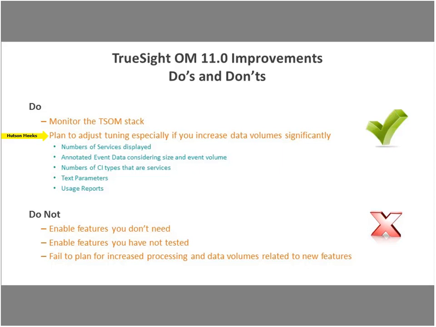So, by upgrading and then starting to take advantage of some of these newer capabilities, you could start impacting volumes of data that are being processed in a number of different areas. Number of services that are displayed is one. Okay, annotated data that I talked about earlier is another one. Number and types of CIs that are displayed as services. The ability to look at text parameters, usage reports.